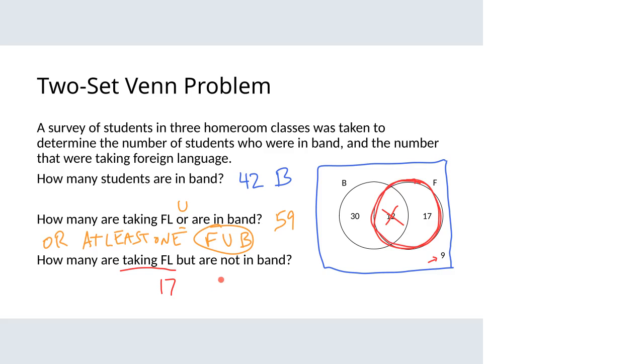If we write that in symbols, foreign language, but, and, not in band. So that's F intersect B complement. If we were to shade it, and I'll just do this quickly, F, and I want that to intersect B complement. B complement is out here and over here, and where those overlap is just region 3, just those 17. They're taking foreign language, but they're not in band.